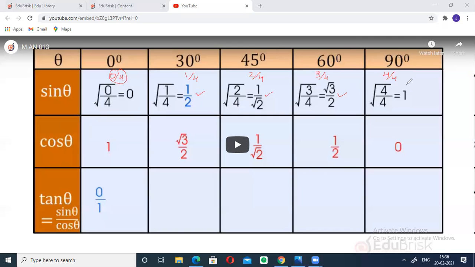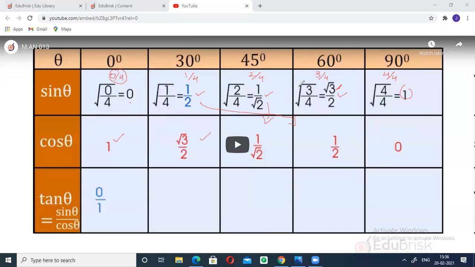Now for writing the values for cos, just reverse the order. So start with this 1. So this 1 will come front. That means starting with 1. Then this root 3 by 2 will come here. Then this will come as such, that is 1 by root 2. Then this 1 by 2 will come here, and the 0 will go to the last column, that is 0.